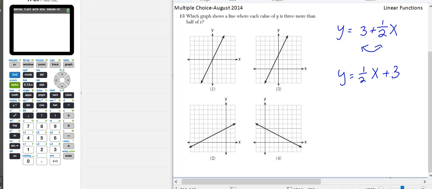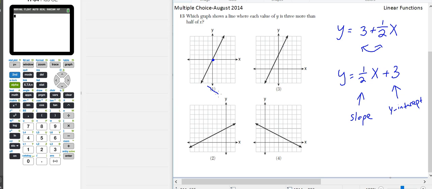And whenever our equation is in y equals mx plus b form, m, in this case 1/2, is the slope. And 3, which is b, is the y-intercept. So we just need to see which one of these graphs, choices 1, 2, 3, or 4, has a slope of 1/2 and a y-intercept of 3. Choice 1. We see already that the y-intercept is 0. It's not 3, so this can't be the answer.